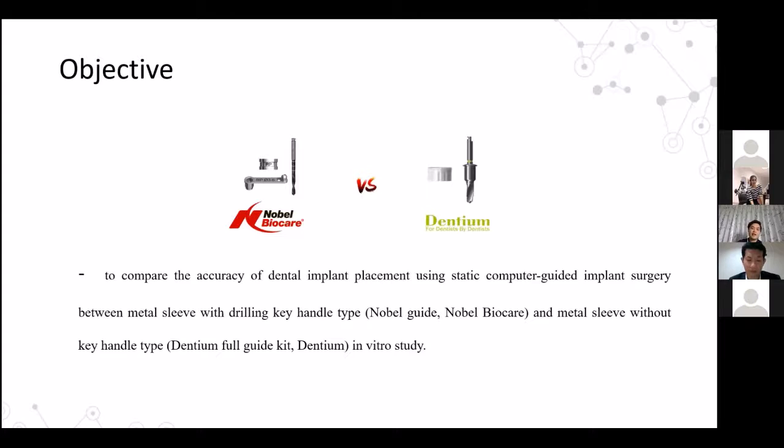Then the objective of this study is to compare the accuracy of dental implant placement using static computer-guided implant surgery between a metal sleeve with key handle from Nobel Biocare and a metal sleeve without key handle from Dentium, in an in vitro study.